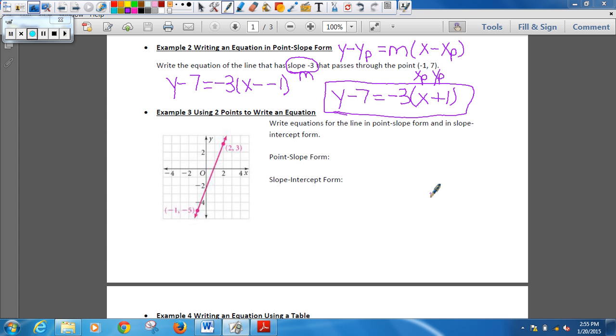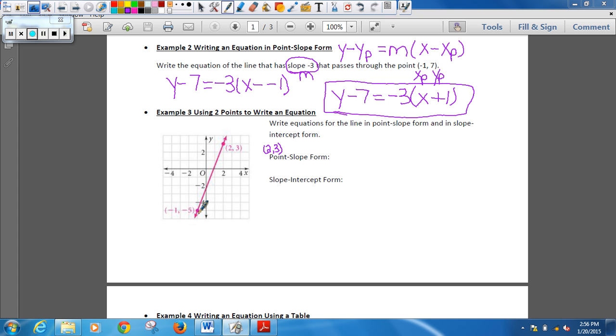Okay, example 3 then wants you to use 2 points to write the equation of the line. It says write equations for the line in point-slope form and in slope-intercept form. Point-slope form, you need 1 point. I'm going to pick the point (2, 3). As long as a point is on the line, it doesn't make a difference what point you use. Then I need to find the slope.